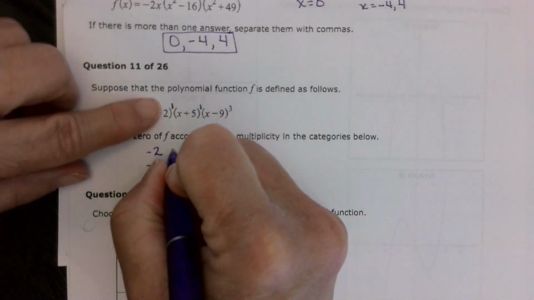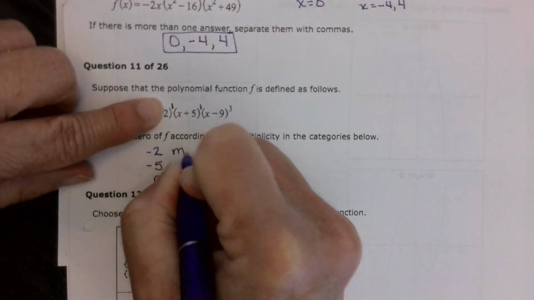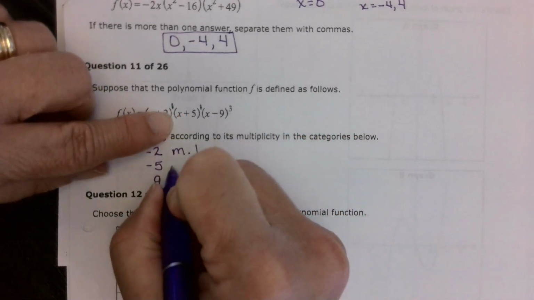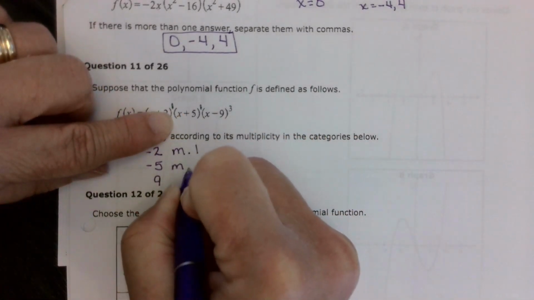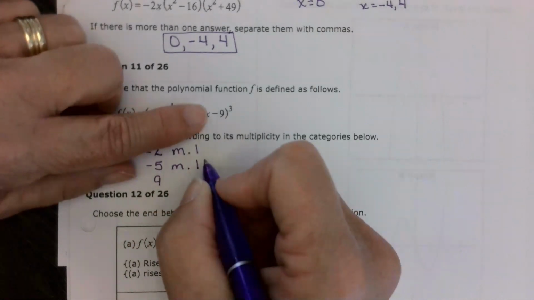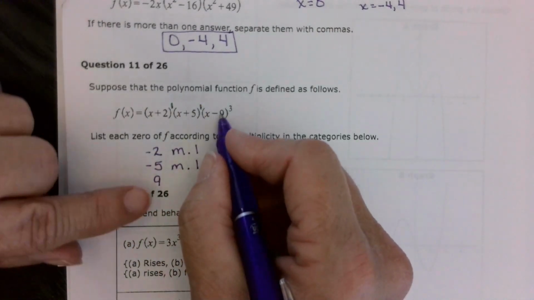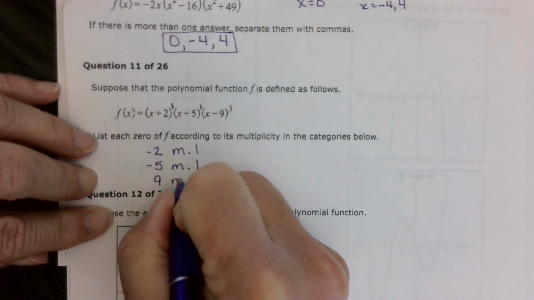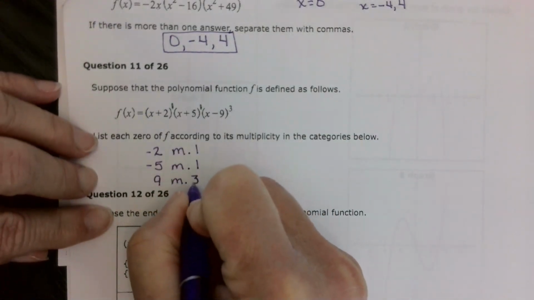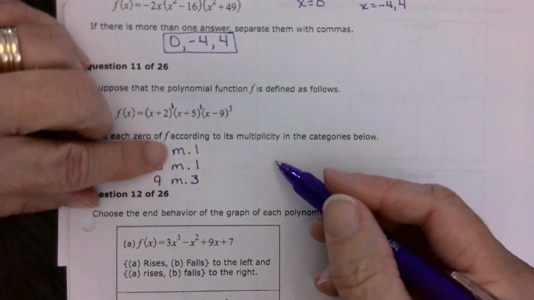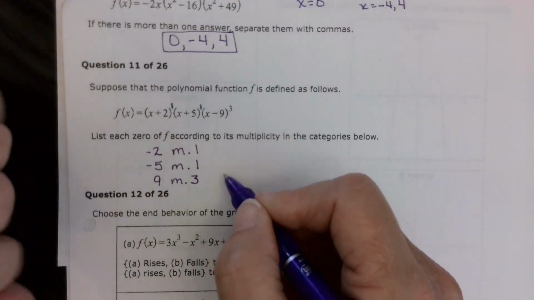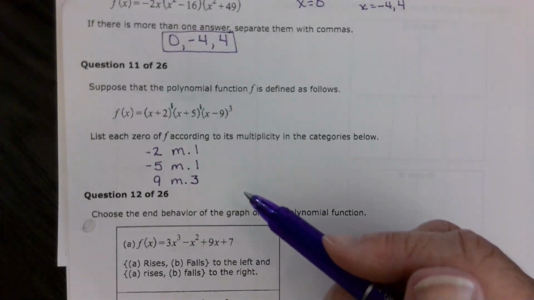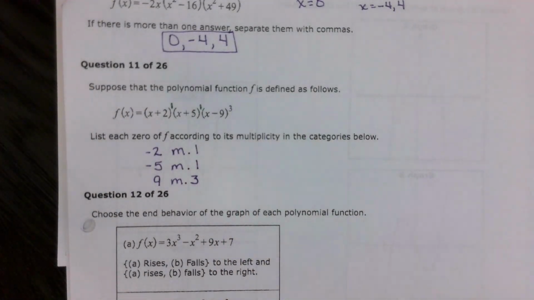So my negative 2 comes from this, so it's a multiplicity of 1. Right here, negative 5 comes from this one. It's a multiplicity of 1. And right here, the 9 comes from here. Its multiplicity is 3. Now, why do we need to know this? If they have an odd multiplicity, they cross the x-axis. If they have an even multiplicity, they touch it and bounce back.